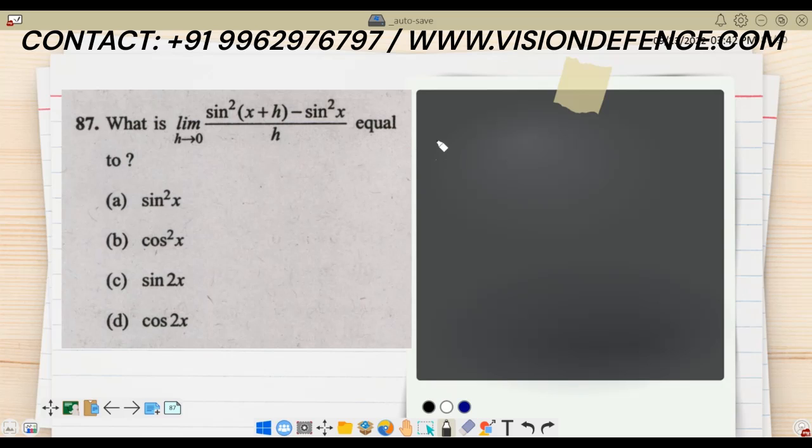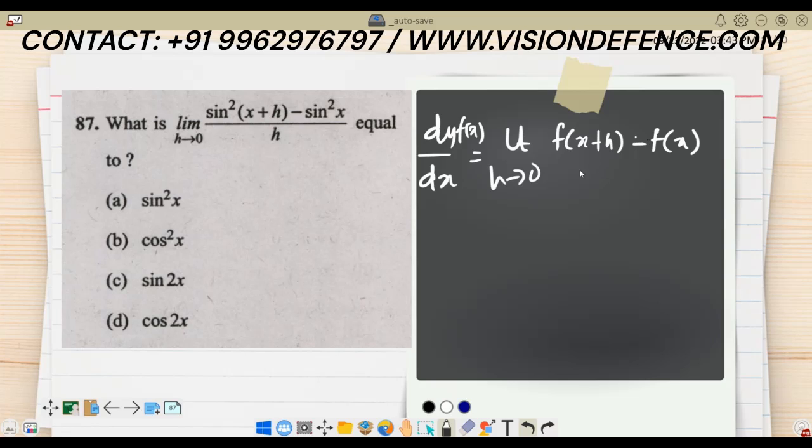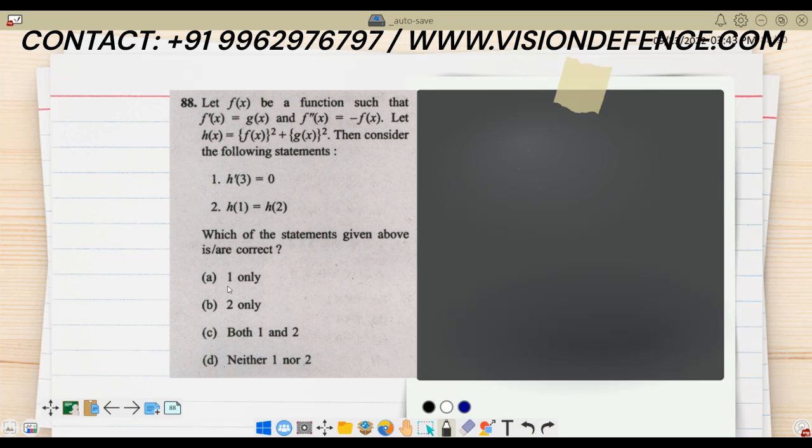So at 87, see this actually dy by dx can be written as limit h tends to 0, that is y is f of x, f of x plus h minus f of x divided by h. This is just sine square here. Okay, so this is going to be dy by dx of sine square x. So what is dy by dx of sine square x? That is sine 2x. So that is the answer.